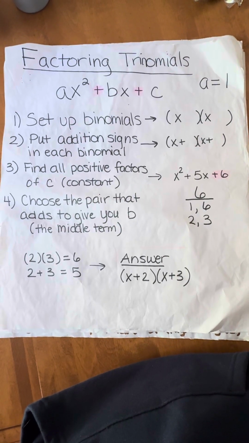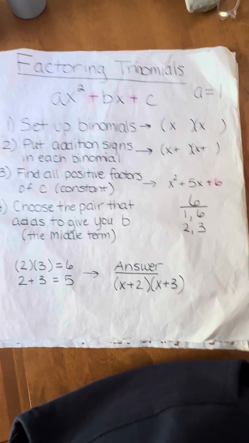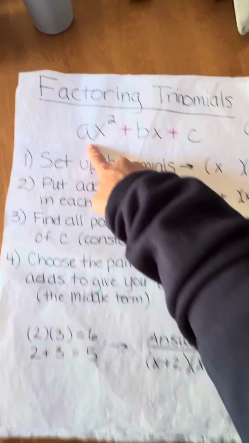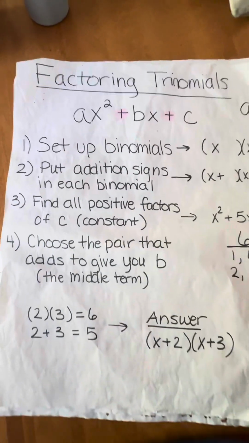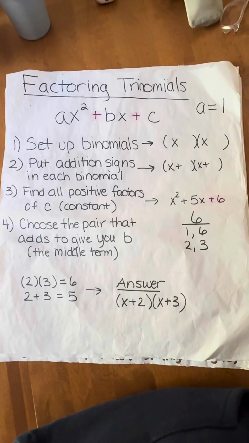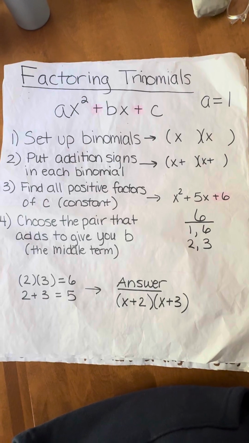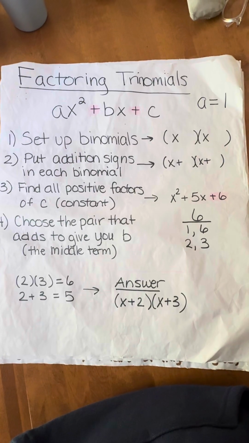So we'll start off with the first one, your basic one. This is, of course, when a is 1, meaning that the x squared has no value in front of it, so it's just 1. And so you have an all positive trinomial, as you can see right there. So these are the steps. Screenshot it, save it for later, do all those things if you want to help you so that you know how to do it. But the first thing you're going to do is set up your binomials.